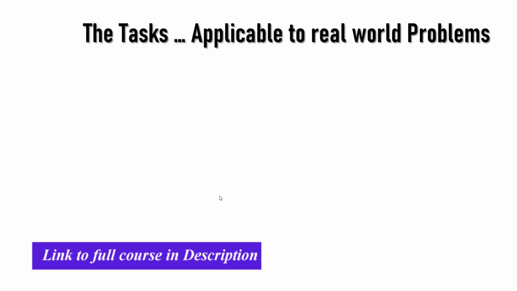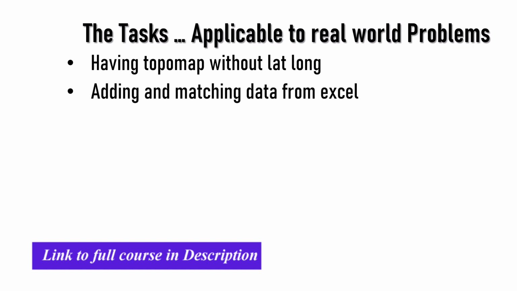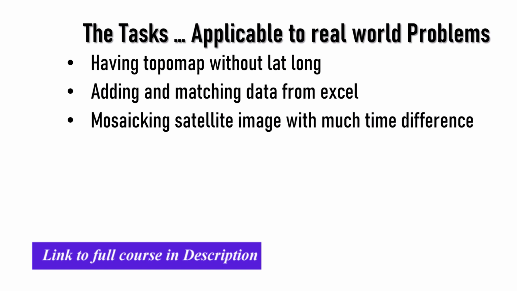So learning the basics and learning the basic tasks that are applicable to the real world are different. Sometimes we have a topo sheet and a topo map, but we do not have latitude and longitude. But sometimes we have latitude and longitude, but we have to manage data. How to do it? We have to add many data records from Excel to the geospatial data and match the relative data.